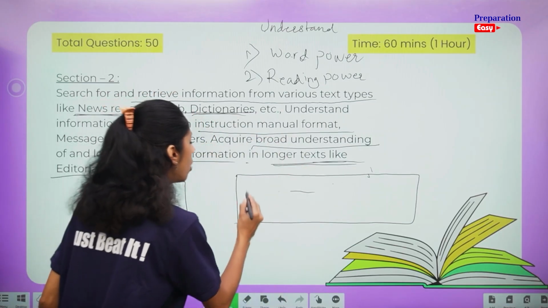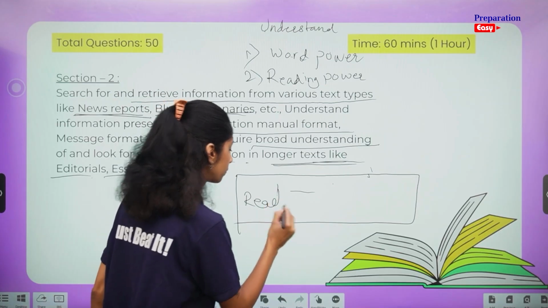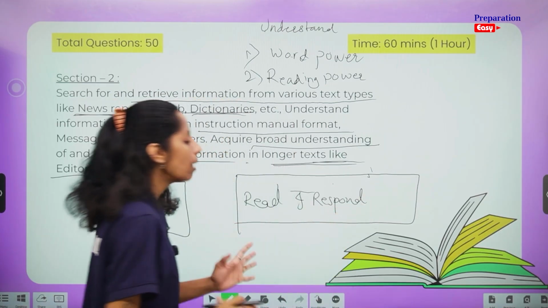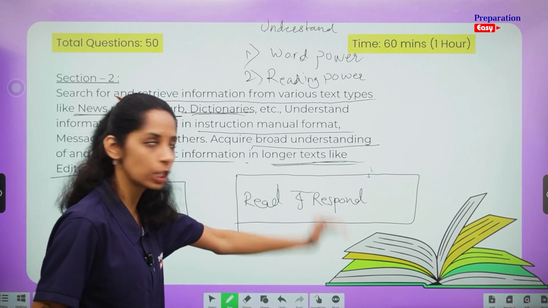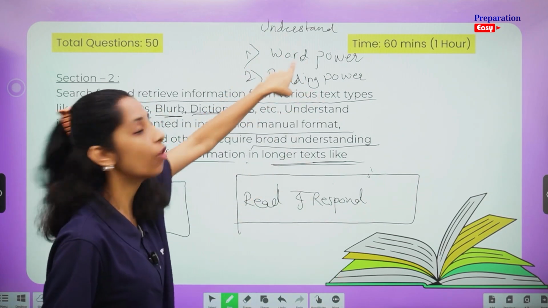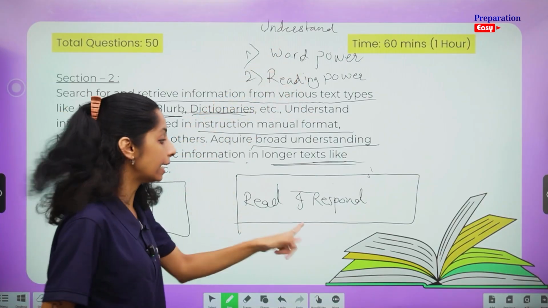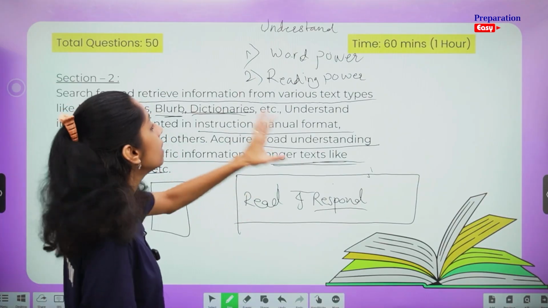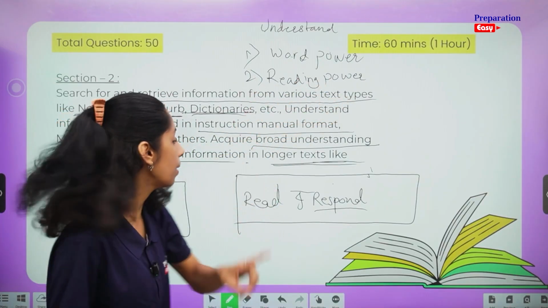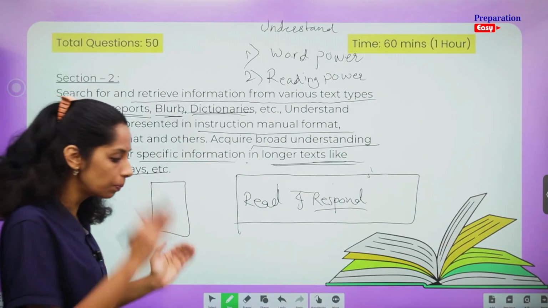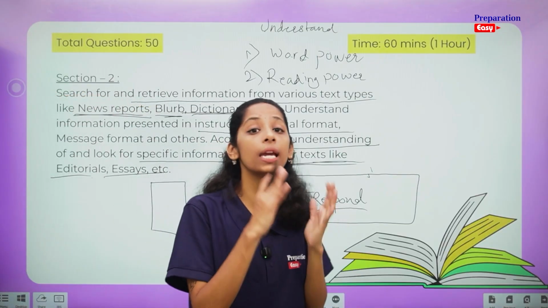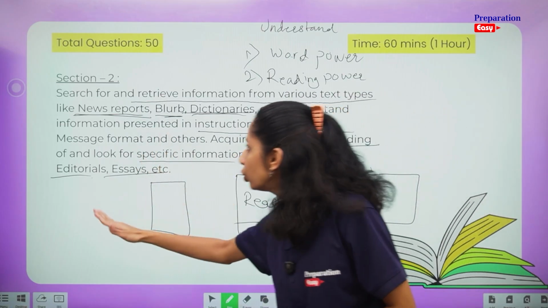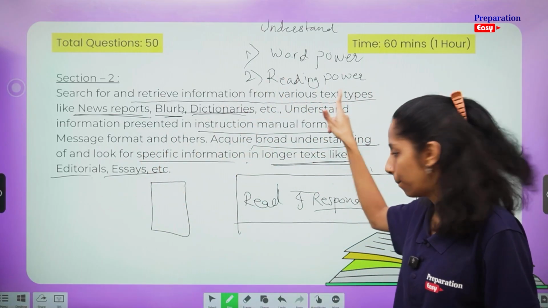So this exam is all about read and respond. If you understand the meaning of the word, you will be able to respond, that is, choose the correct option. If you understand the reading power, then you will be able to respond to section 2. You will be able to understand the meaning of the text given. So yes, this is our section 2, which is all about the reading power.